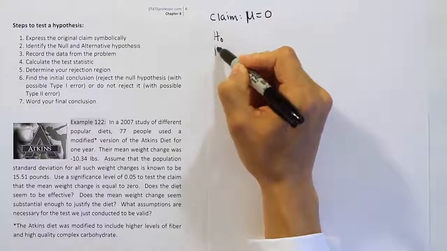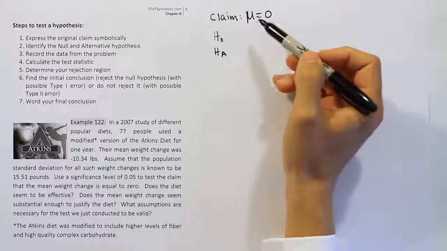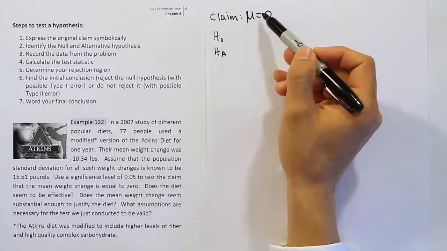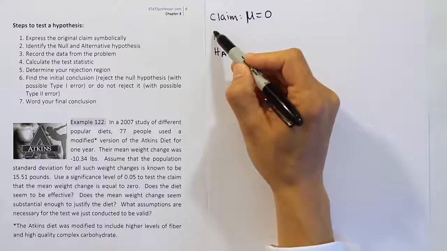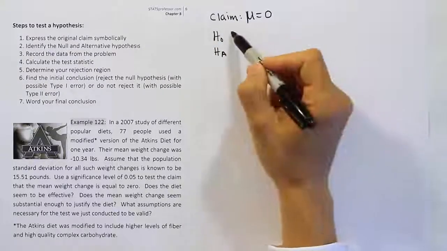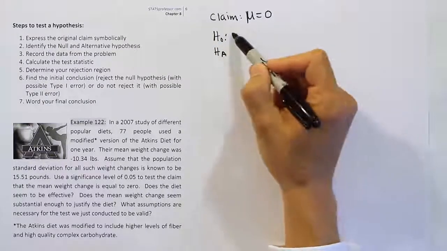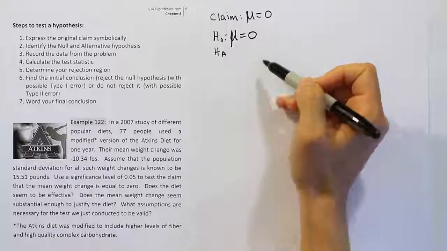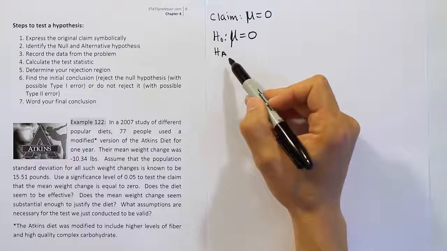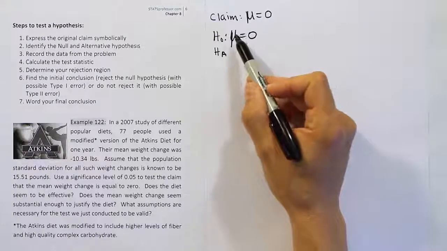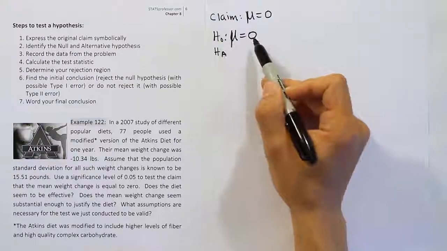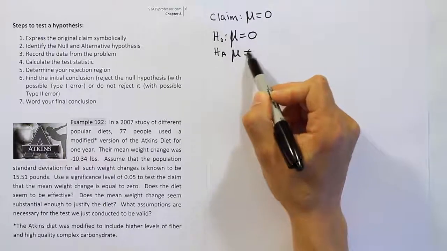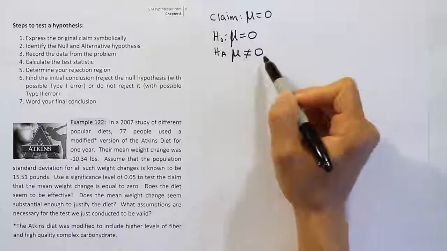Well, H0 and HA will be based on what the claim is. If the claim has an equal sign, it becomes H0 because that's one of the symbols that H0 uses, equal sign. So I'm going to go ahead and say that the null hypothesis here is that the mean is equal to 0. All right, now for the alternative hypothesis, it has to be the opposite of whatever the null hypothesis is. So we're going to say that it's not equal to 0. That expresses the opposite idea of what the null is saying.